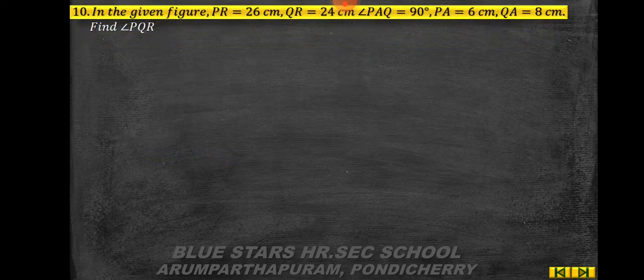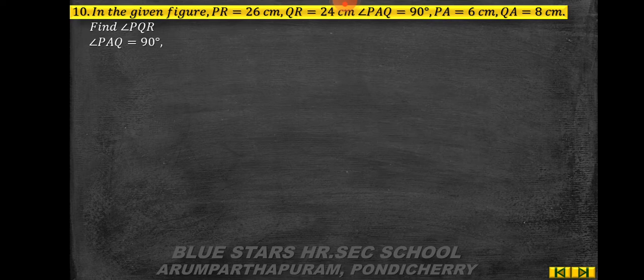Question number 10. In the given figure, PR is equal to 26 cm, QR is equal to 24 cm, angle PAQ is equal to 90 degree, PA is equal to 6 centimeter, QA is equal to 8 centimeter. Find angle PQR. For the diagram, you just refer book page number 199 for this question as well as question number 8 and 4 also.